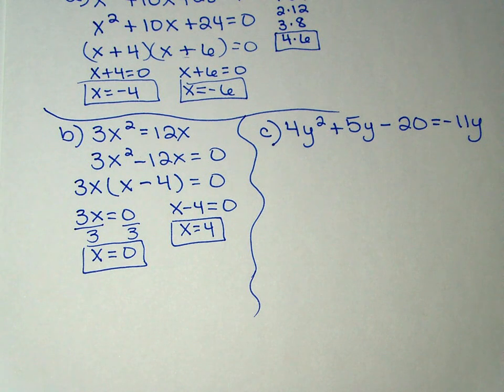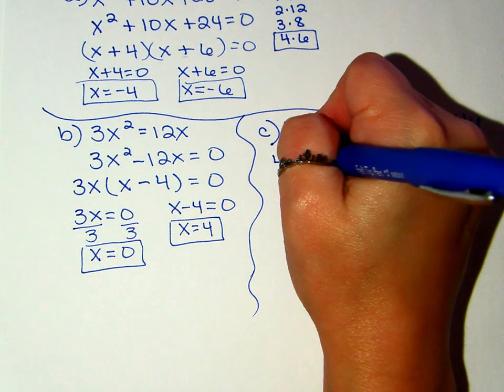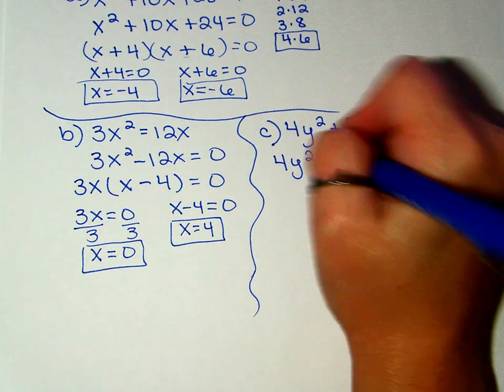So what am I going to do first? That's right, I'm going to add 11y over. That way I have everything on the left-hand side. 5y plus 11y will give me 16y.